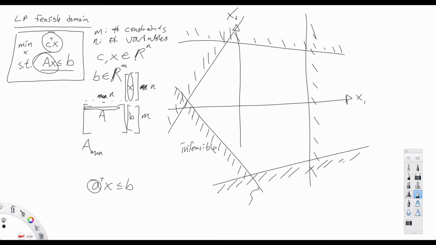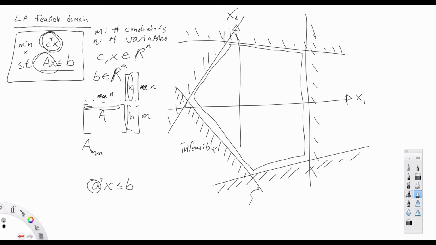And if we take all of these combined together, it's this interior that is the feasible domain. Or in other words, this is the set of points x that satisfy all of the linear inequality constraints simultaneously. And in our linear program, our job is to figure out, well, which one of these points minimizes our linear objective function?